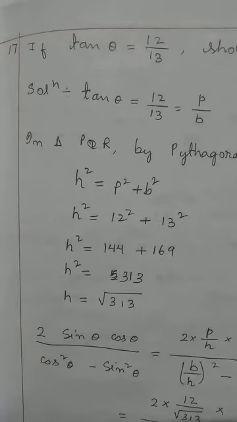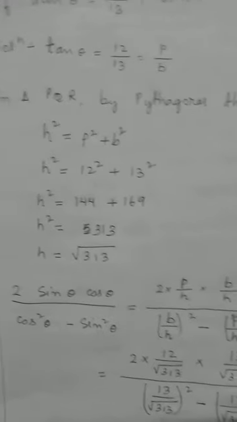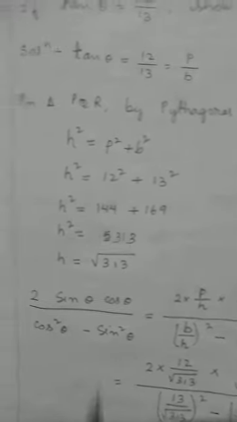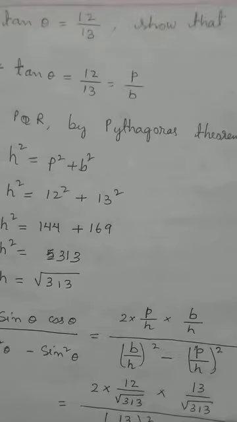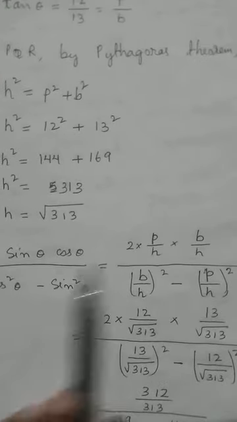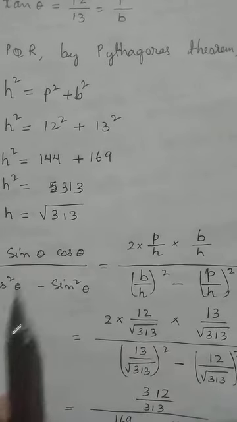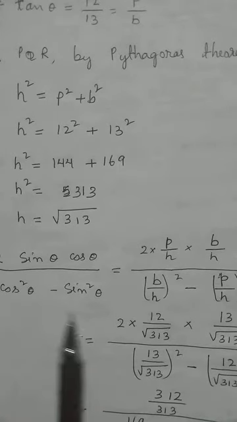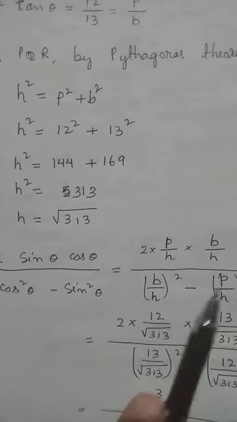Now we have the hypotenuse. Let us see what the question wants. Let us take first the left hand side. The left hand side is given to be 2 sine theta by cos theta, then in the denominator we have cos square theta minus sine square theta. So the 2 from the question, let it remain there. Then sine theta definition we know, p by h. Cos theta we know, base by hypotenuse. Then in the denominator we have cos theta square, so it is equal to b by h whole square minus sine theta, we know, p by h.